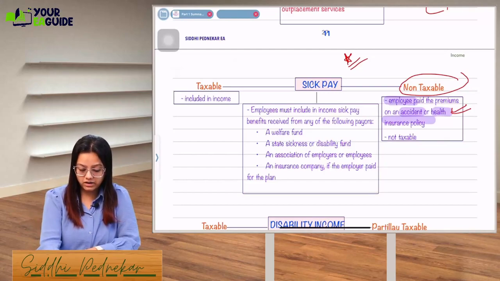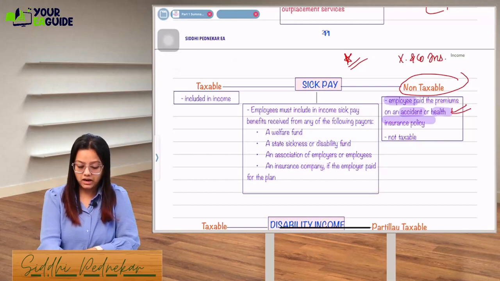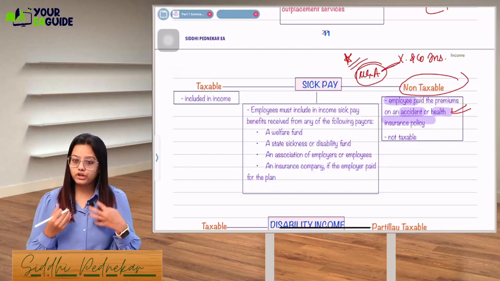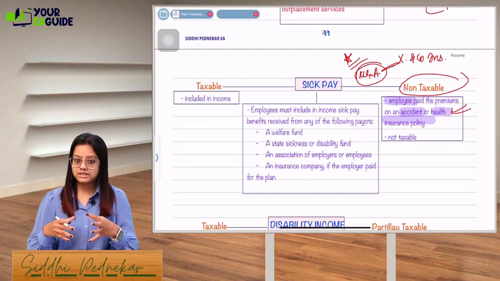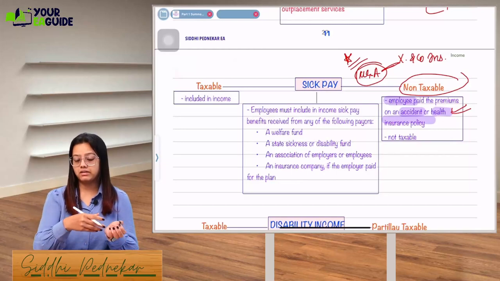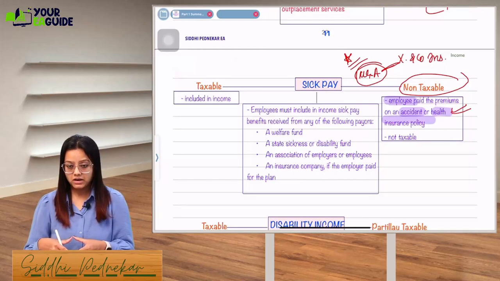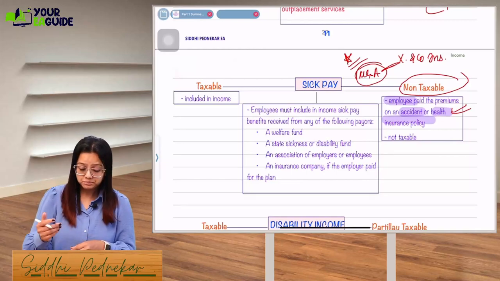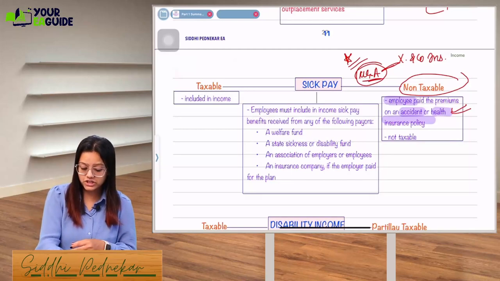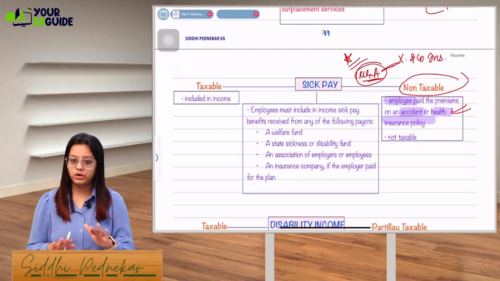Let's say company X is an insurance company, and Mr. A is the employee. This person has taken his own insurance, and now he's sick and is taking the medical reimbursement from the company. In that case, whatever premium he has paid, up to that amount it won't be taxable.